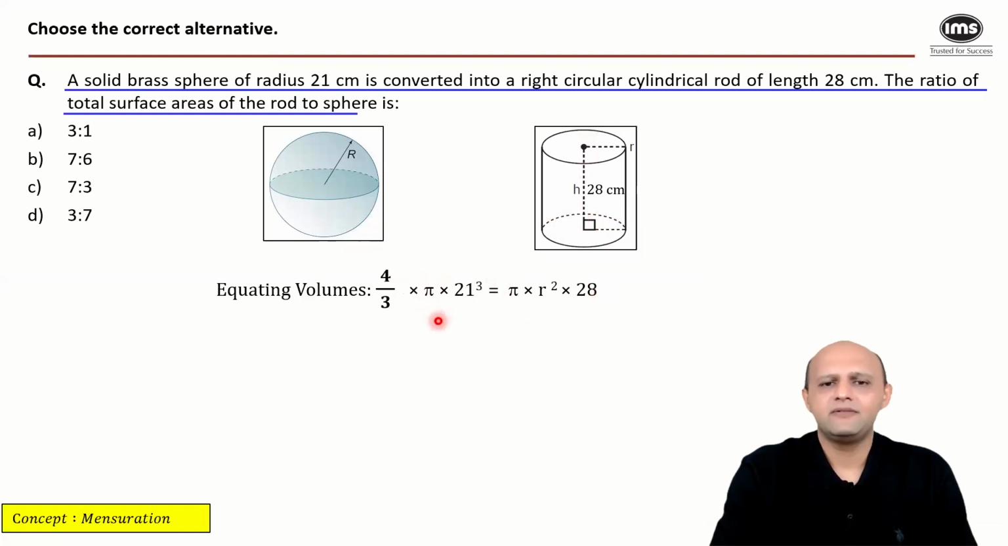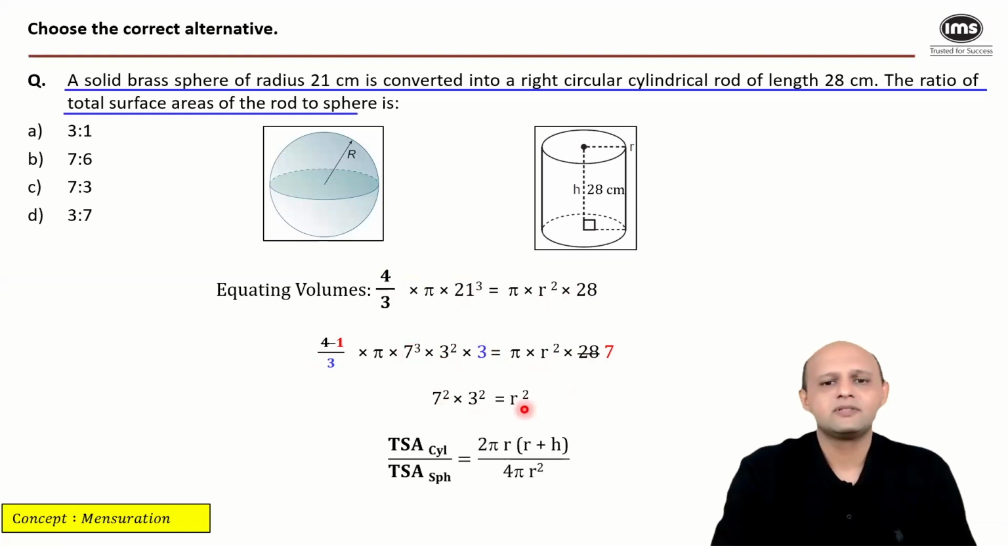Now, pi and pi will effectively get cancelled. So 4 cancels with 28, 7 times. 21 can be written as 7 cube into 3 cube. Further, you could split the 3 cube as 3 square into 3. So this 3 cancels with this. What are you effectively left with? You're left with r square equal to 7 square, because this 7 also cancels with one of the 7s here. So 7 square times 3 square. So what's the radius of the cylinder? The radius of the cylinder so obtained is 21.